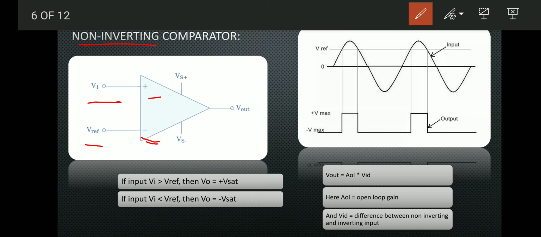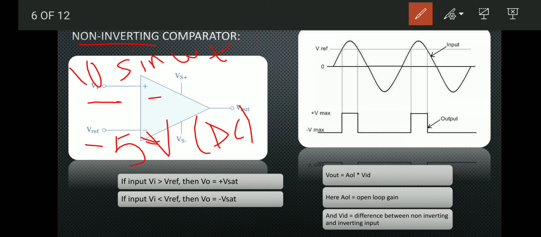Now let me explain the working of this non-inverting comparator. Let us assume that the input given at this non-inverting terminal is 10 sin omega t, and let this reference voltage be 5 volt DC. In this case, at the initial condition, the reference voltage would be greater than this input voltage.